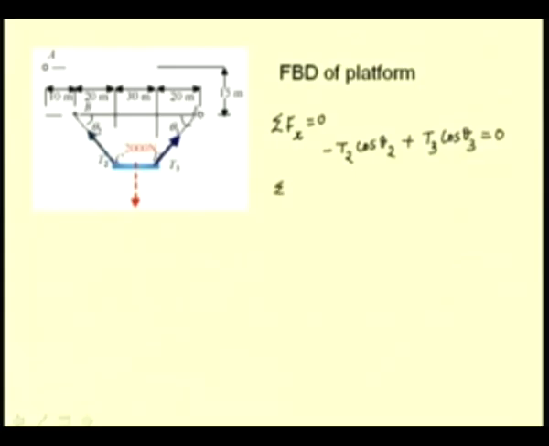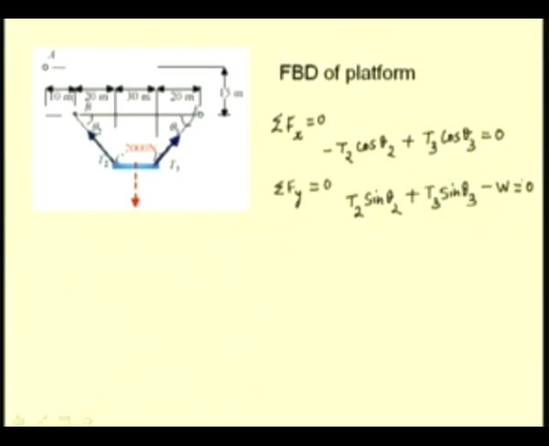For the forces to be 0, the vertical component has to sum to 0. So, we have the vertical components T2 sin theta 2 plus T3 sin theta 3, the 2 vertical forces at C and D, minus the weight W of the platform to be 0.